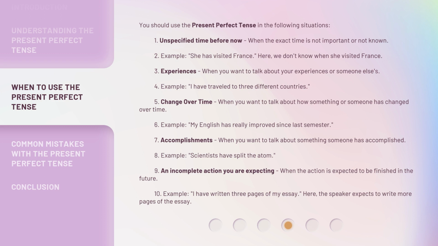4. Accomplishments, when you want to talk about something someone has accomplished. Example, scientists have split the atom. 5. An incomplete action you are expecting, when the action is expected to be finished in the future. Example, I have written 3 pages of my essay. Here, the speaker expects to write more pages of the essay.